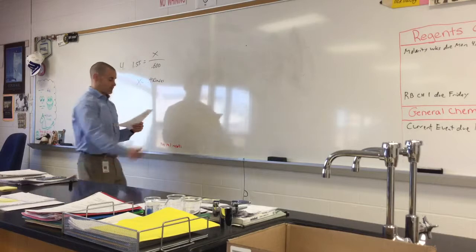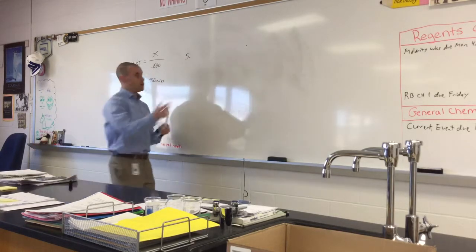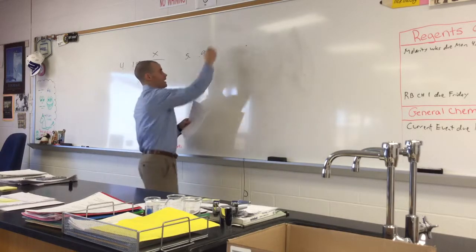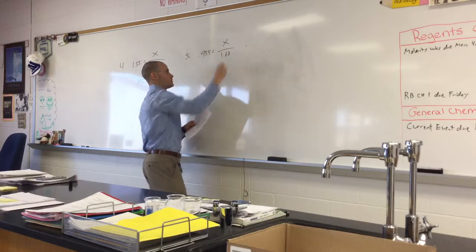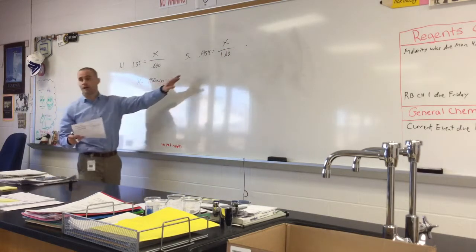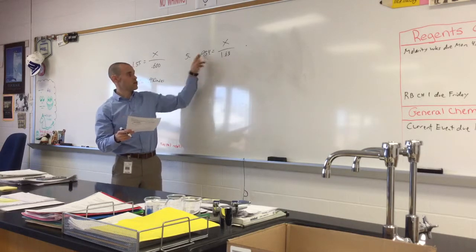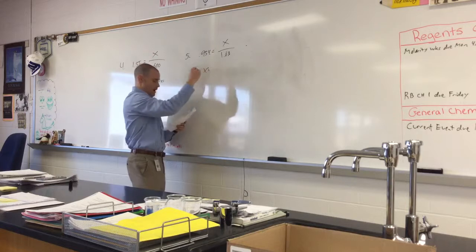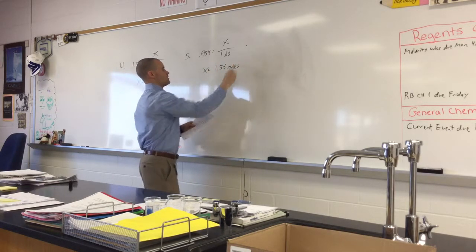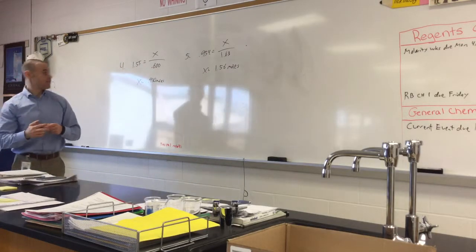Number 5. So number 5, this time we're looking for moles again. The molarity is 0.954. x over 1.63, that's the volume. So again, in number 5, they give us the molarity. Capital M is molarity. They give us the volume, 1.63. Cross multiply. So for number 5, x equals 1.56 moles. 3 sig figs again.